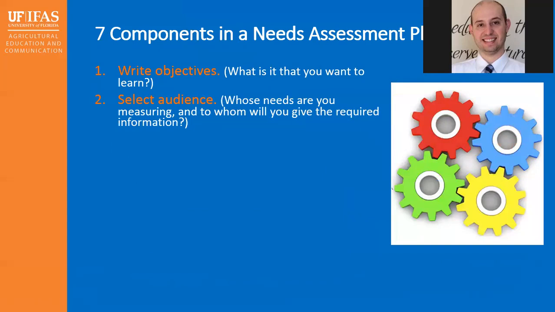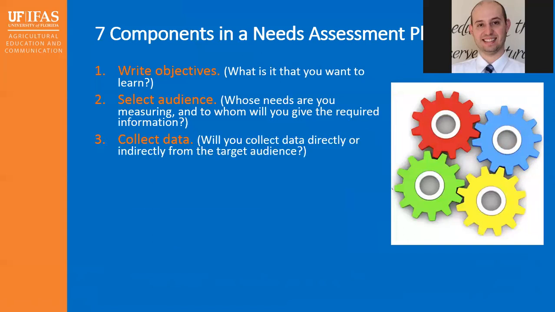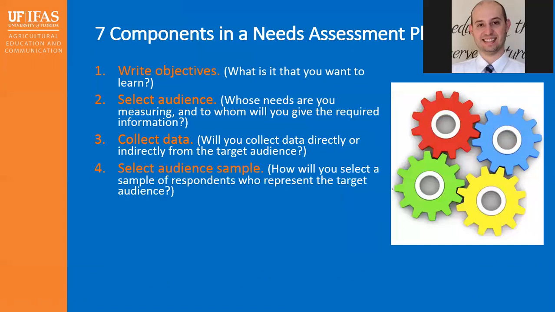We select the audience, so whose needs are you measuring and to whom will you give the required information? You'll do some preliminary data collection, and you'll decide where subsequent data collection will take place. So will you collect data directly or indirectly from the target audience? Once you've made that determination, you select the audience sample. So how will you select a sample of respondents who will represent your target audience?